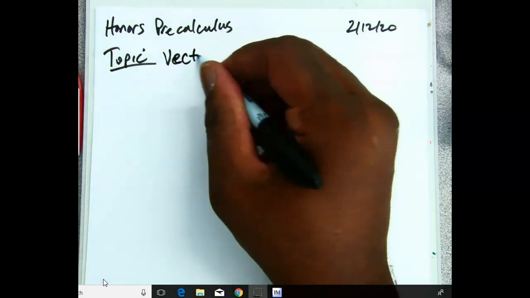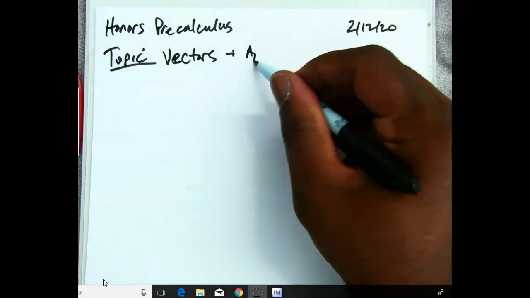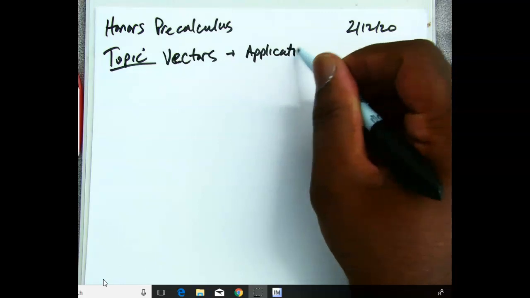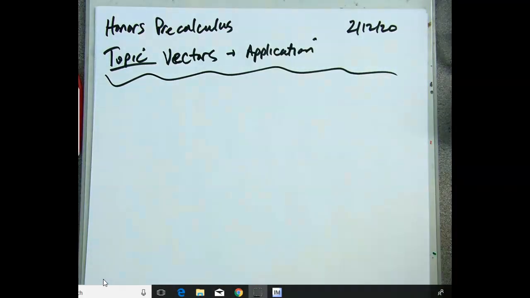Okay, so today we're going to look at vectors and specifically application of our vectors. So far we've gone over the unit vector. We've gone over rewriting a vector in terms of its magnitude and direction.